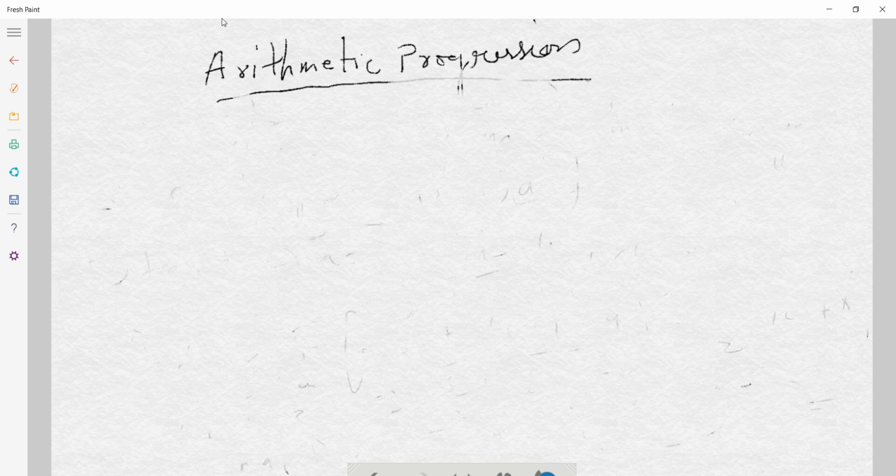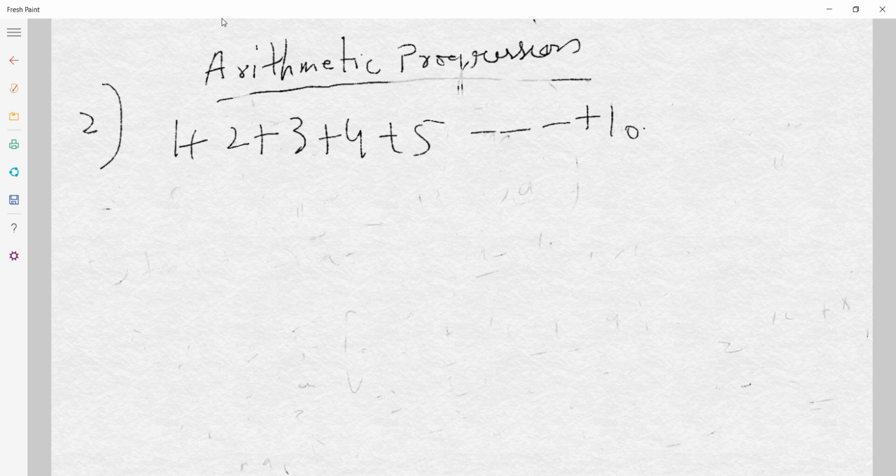Right now let's do the second kind of example. Let's say we need to find the sum of terms of an AP using this sequence: 1 plus 2 plus 3 plus, and so on, up to plus 100. You will get different problems, so this is one of the kinds of problems.